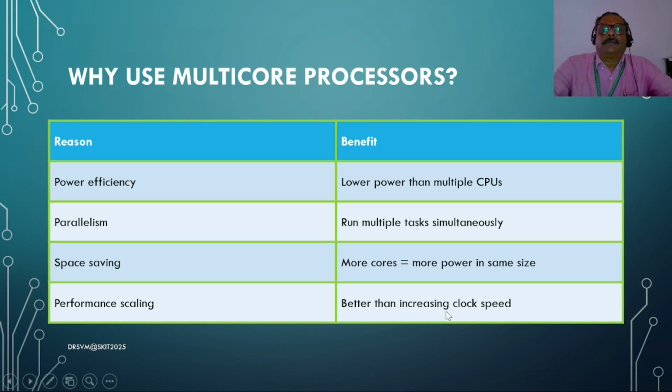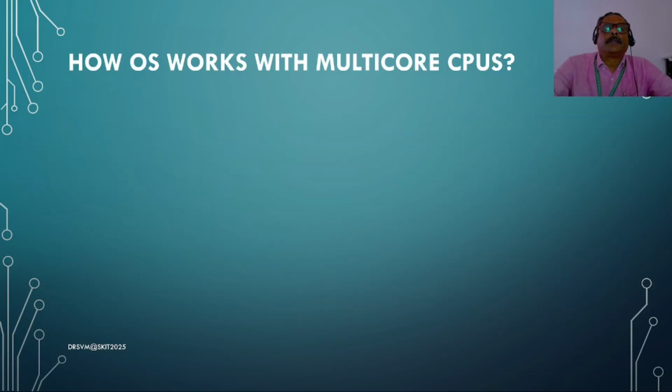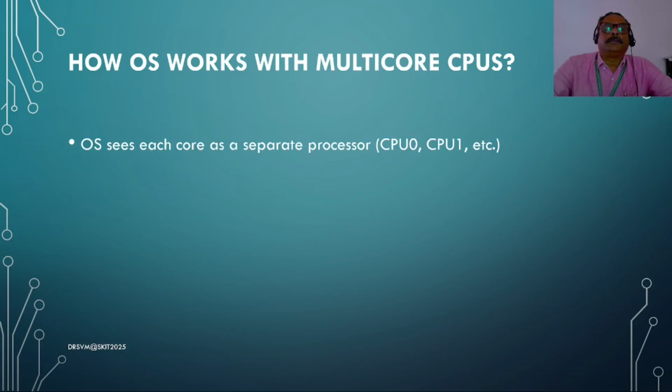Luckily by that time, improvement in the VLSI technology was giving us more space, so we could think of adding more cores rather than increasing the clock speed. Through adding more cores, we got higher performance than what we were getting earlier by increasing the clock speed.